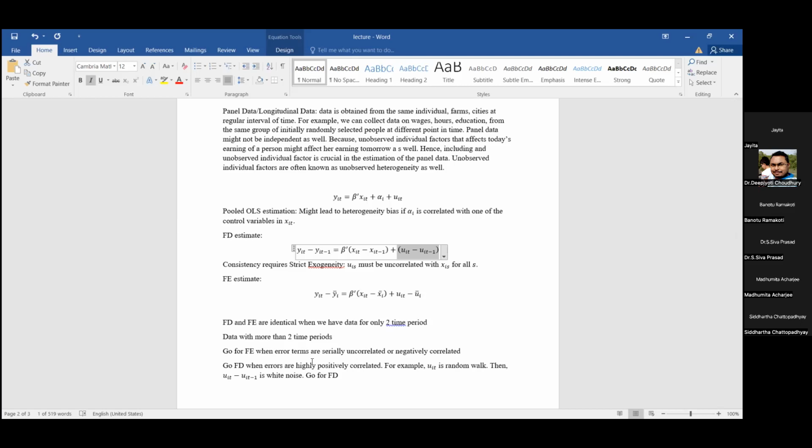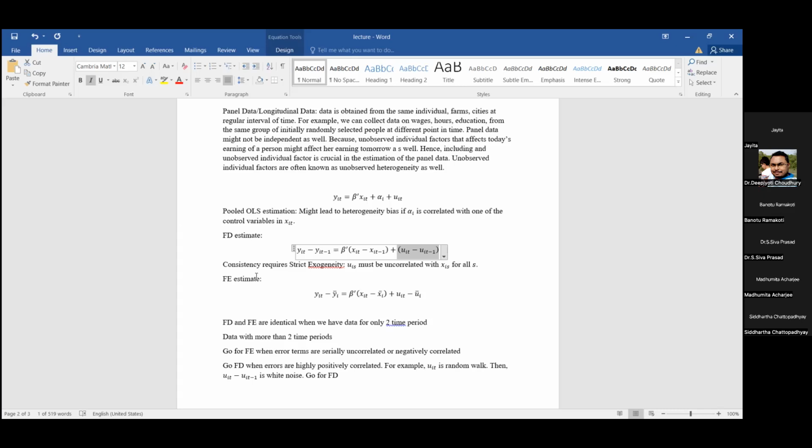Sometimes the first difference estimate is better, sometimes the fixed effect estimate is better. It's very difficult to say which model I should estimate. So the suggestion, and what the econometrician does, is to estimate both of them, try to find the best fitted model, and try to explain why the difference is taking place.